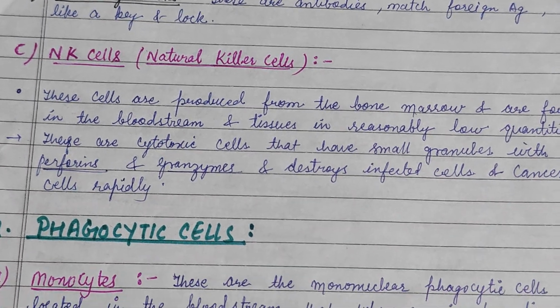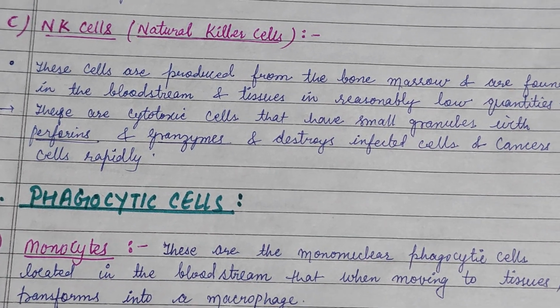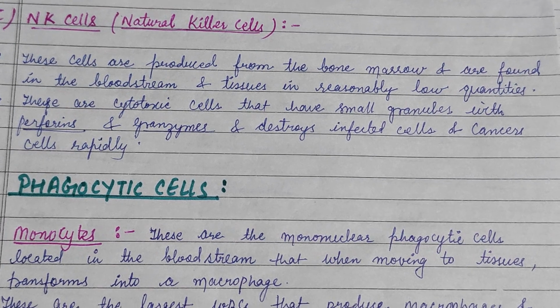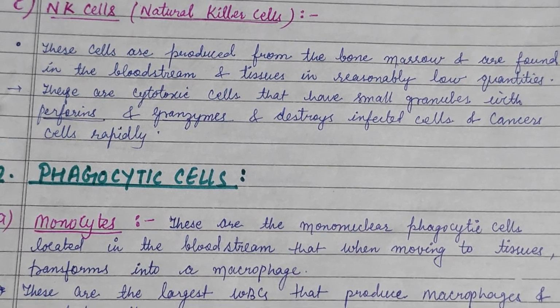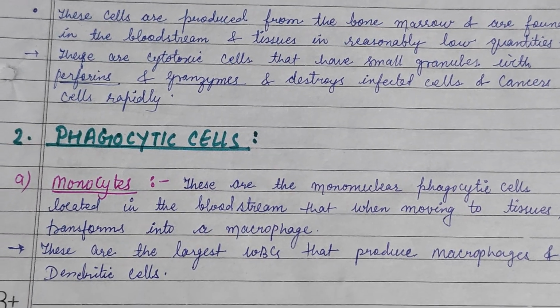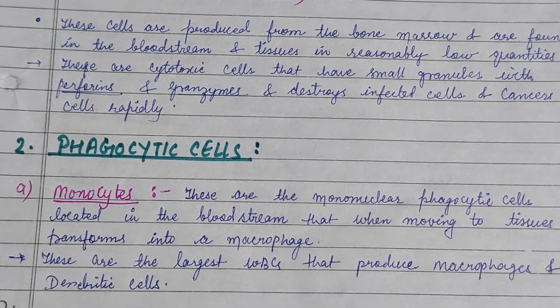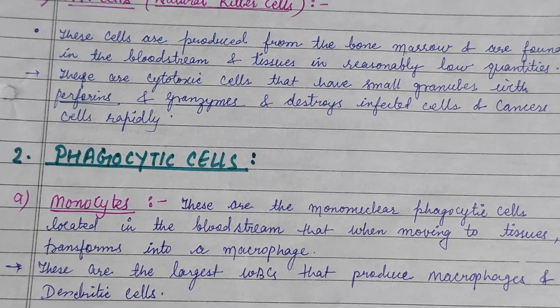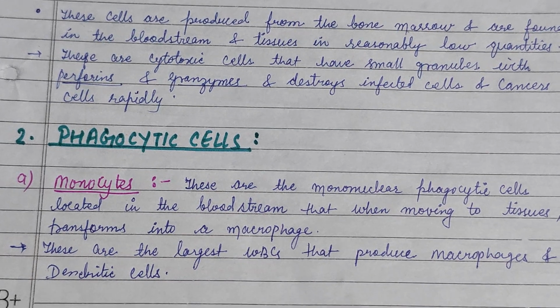NK cells are produced from the bone marrow and are found in the bloodstream and tissues in reasonably low quantities. These are cytotoxic cells that have small granules containing perforins and granzymes, and they destroy infected cells and cancer cells rapidly.